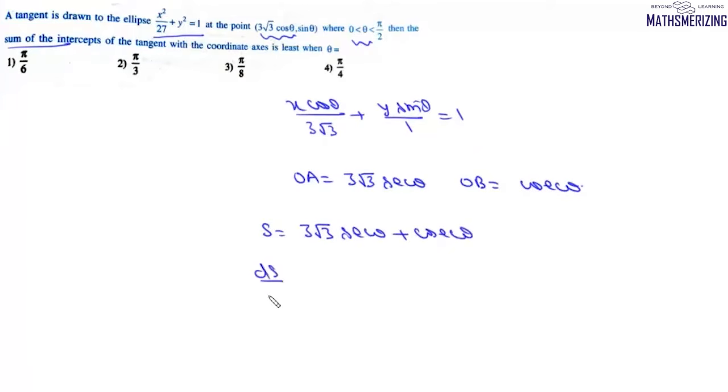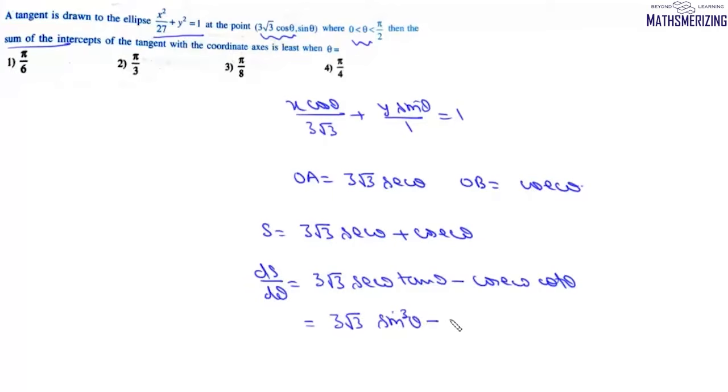Now in order to minimize it, we'll differentiate. So dS upon d theta will be 3 root 3 secant theta tan theta minus cosec theta into cot theta. So we can also write this as (3 root 3 sin cube theta minus cos cube theta) upon sin square theta into cos square theta. Now we'll put it equal to 0. We'll find its critical point.